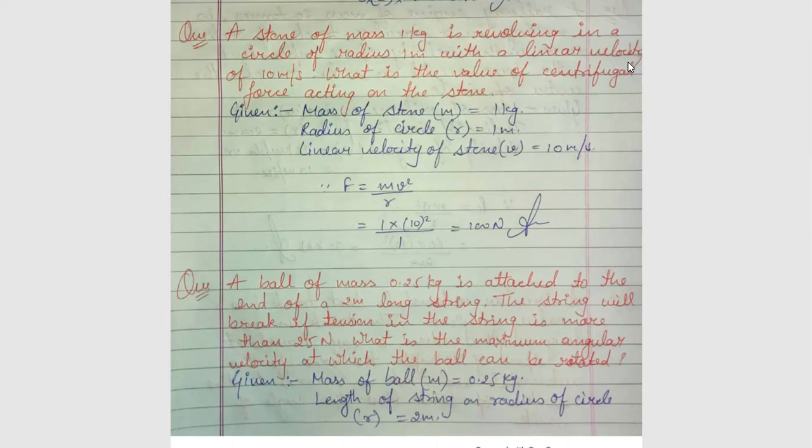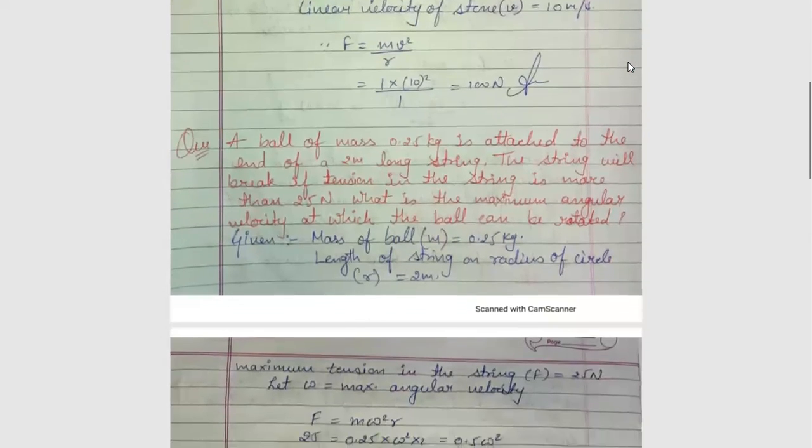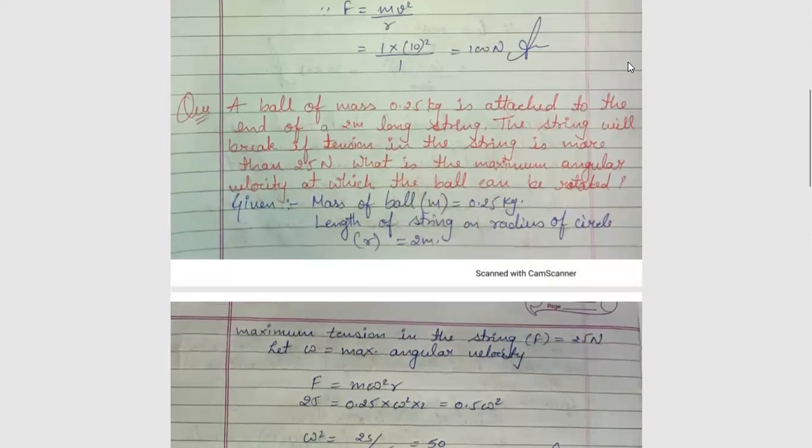The next question says: a ball of mass 0.25 kg is attached to the end of a 2-meter long string. The string will break if the tension in the string is more than 25 Newton. What is the maximum angular velocity at which the ball can be rotated?